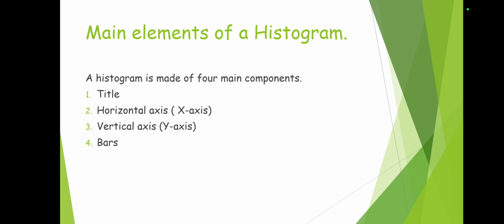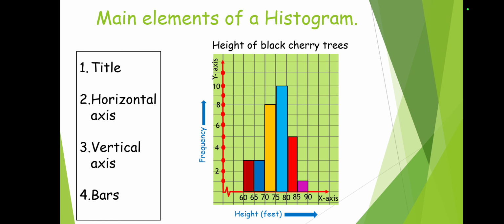Next, we should see the elements of a histogram. A histogram is made up of four main components. They are the title, the horizontal axis, that is the x-axis, the vertical axis, that is the y-axis, and the bars. We can check them out one by one.